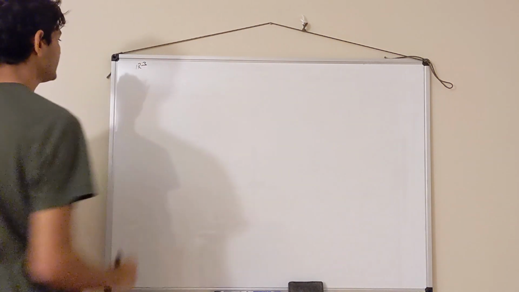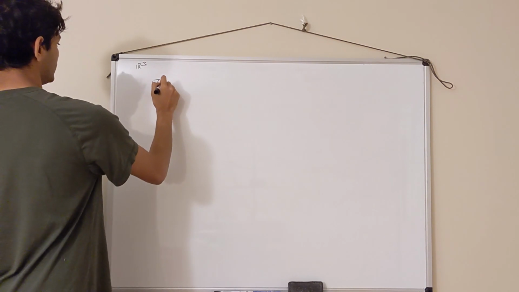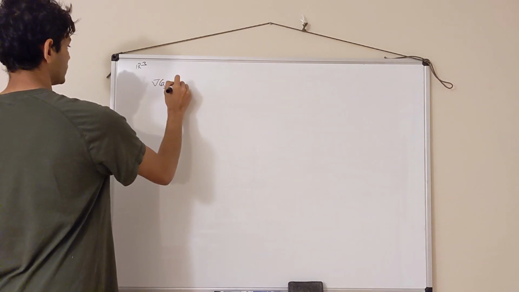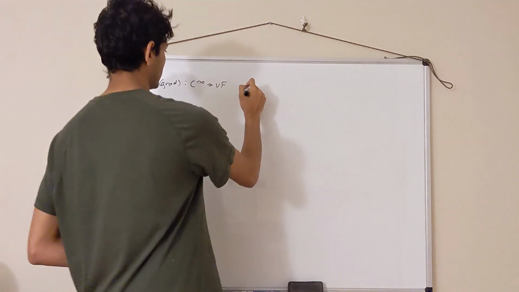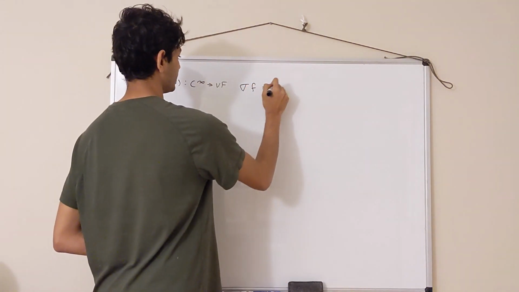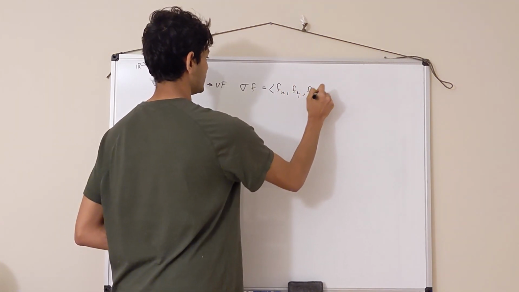So we're working in R3 now, and we're going to have three differential operators. The first one is the gradient, and this one goes from C infinity functions to vector fields, and it's defined in the usual way, where the gradient of a function f is the vector field fx, fy, fz.